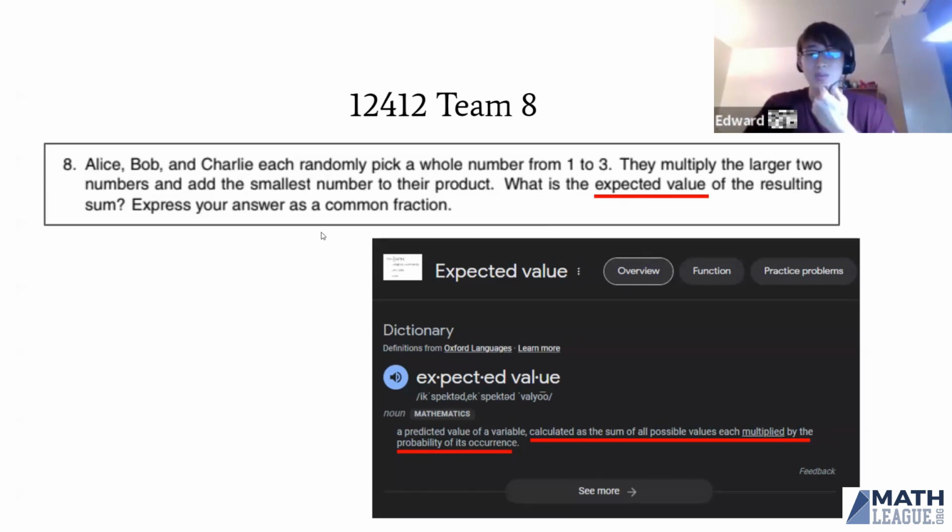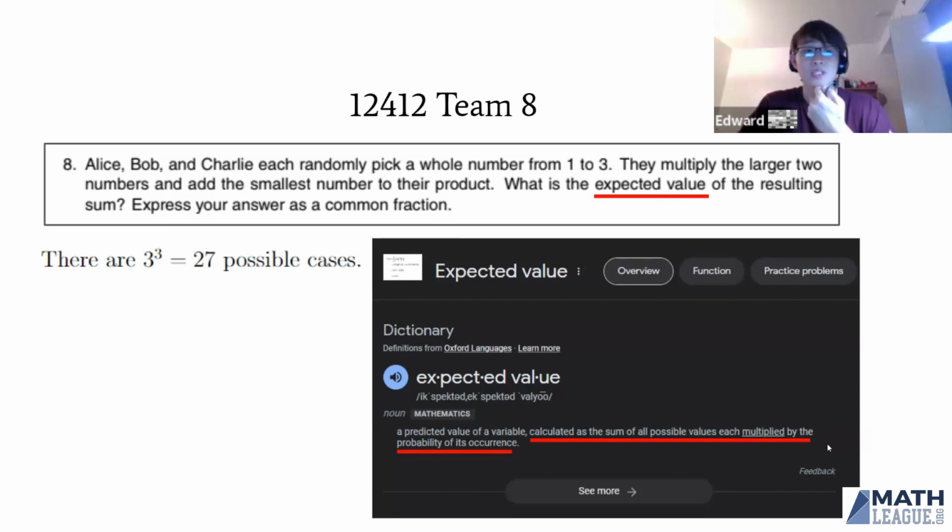In this question, we have 3 people each picking a number from 1 to 3, so a whole number from 1 to 3. Each person has 3 choices. That means there are 3 to the third equals 27 possible cases. Each of these cases is equally likely, since each person's choice is equally likely. So the probability of each case, for example, Alice picking 2, Bob picking 3, and Charlie picking 3, is 1 out of 27, the same as any other possible case.